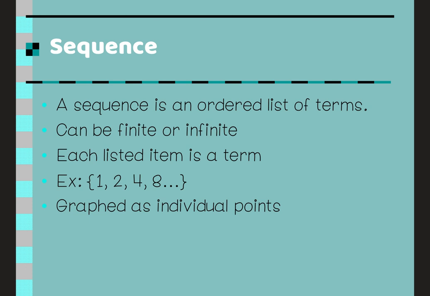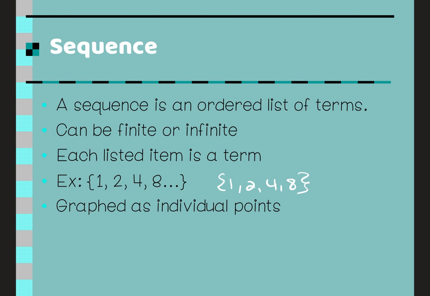So we could have a set that looks like what's there, 1, 2, 4, 8, ... This would be an example of what it would look like if it was infinite. Or it could have just been 1, 2, 4, 8, and that's what it would look like if it was finite. So the ... means continue on in this pattern.